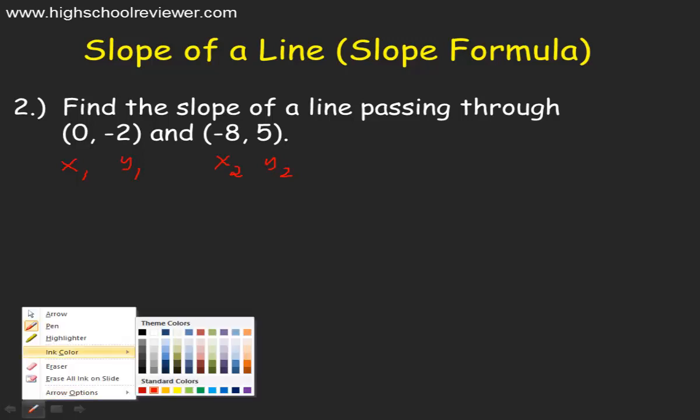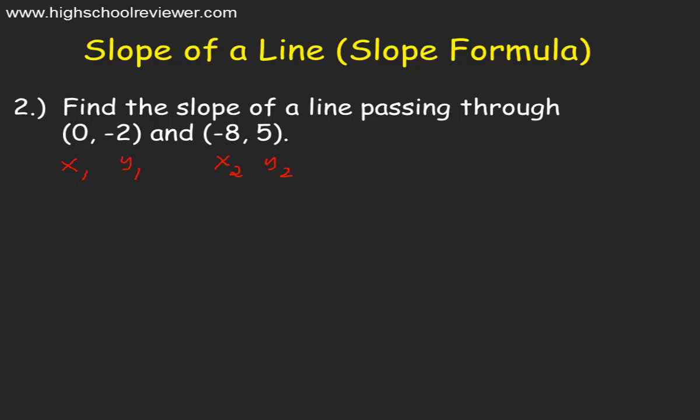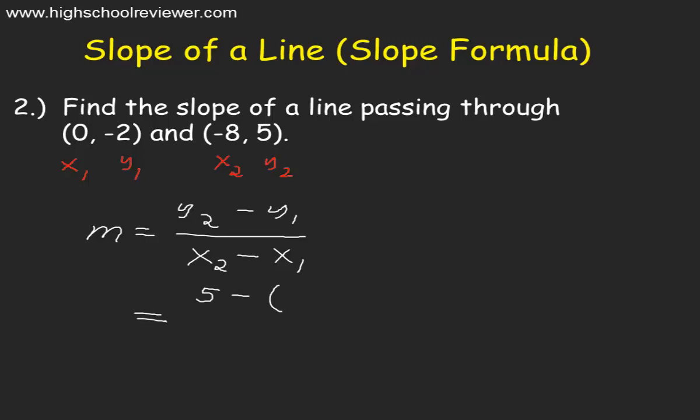And then we can use the slope formula, which is m equals y sub 2 minus y sub 1 divided by x sub 2 minus x sub 1. Our value for y sub 2 is positive 5, minus y sub 1, which is negative 2, divided by x sub 2, which is negative 8, minus x sub 1, which is 0.